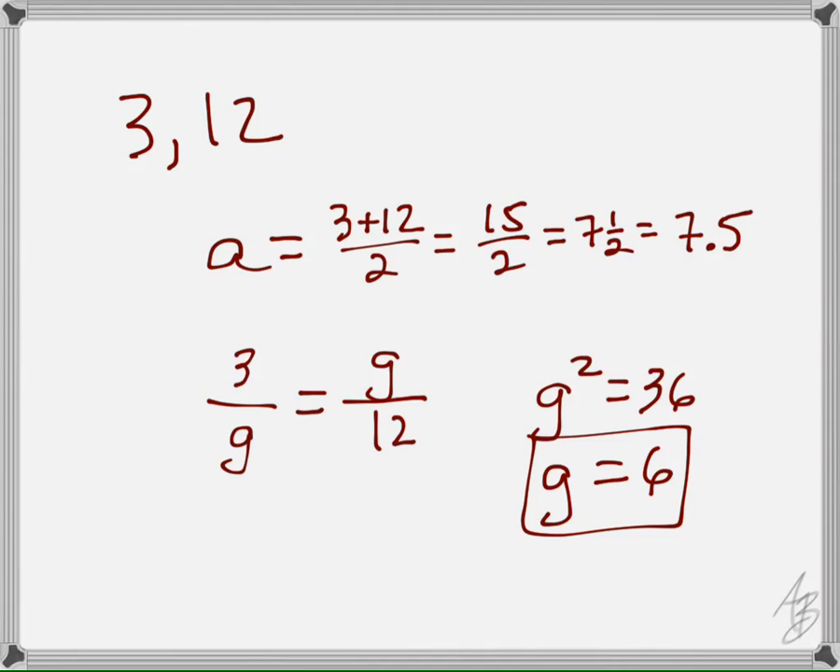So what that means again is that 6 is the number between 3 and 12 in a geometric sequence. 3 times 2 is 6, 6 times 2 is 12. So I multiply by the same thing going from 3 to 6 as I do going from 6 to 12. Does that make sense? Okay. Last one was 10 and 15, I believe.